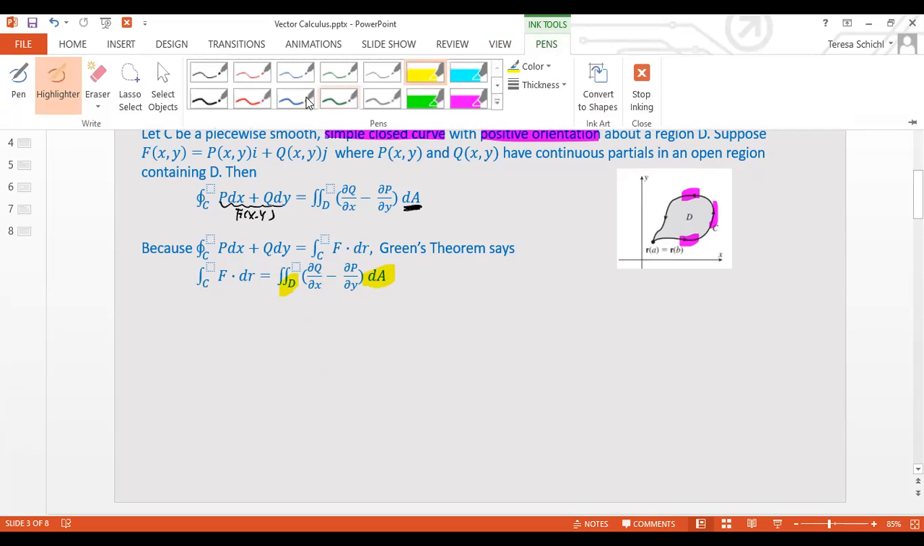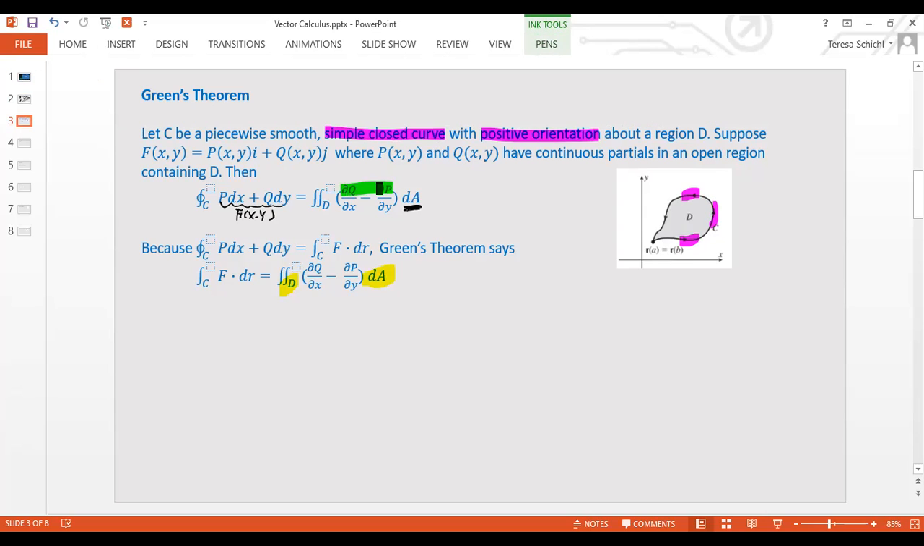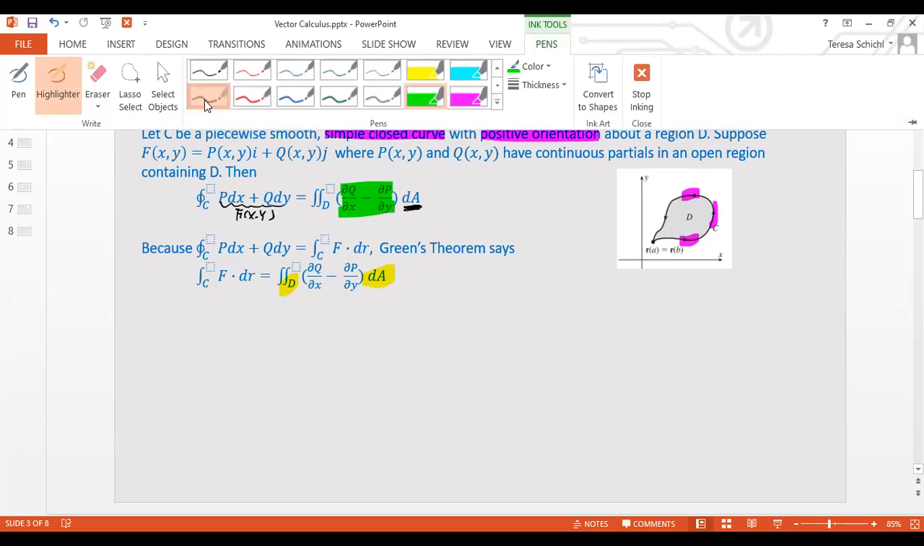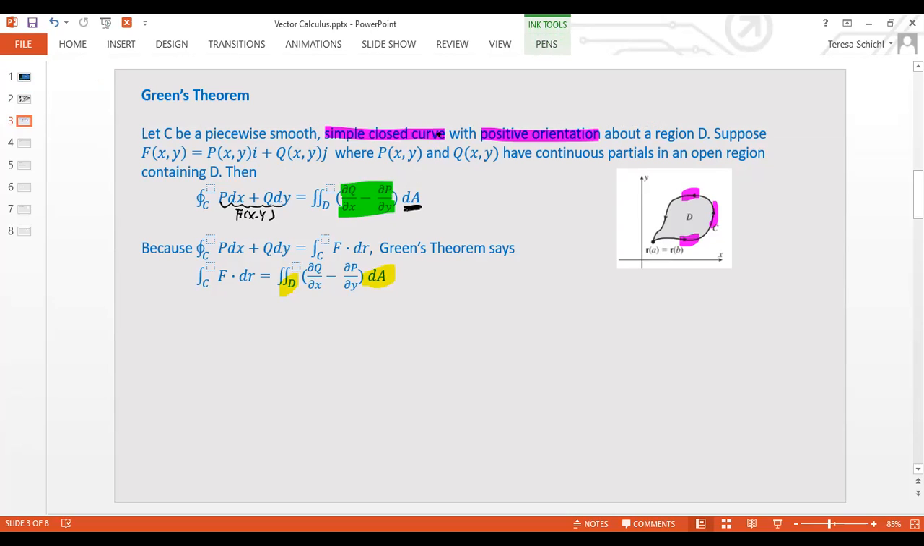So as you can see here, this is one of the things we check for conservative fields. If this is conservative, then ∂Q/∂x minus ∂P/∂y will be equal to 0. Then the whole integration will be equal to 0 here. Okay, so the one thing here we need to take a look at.